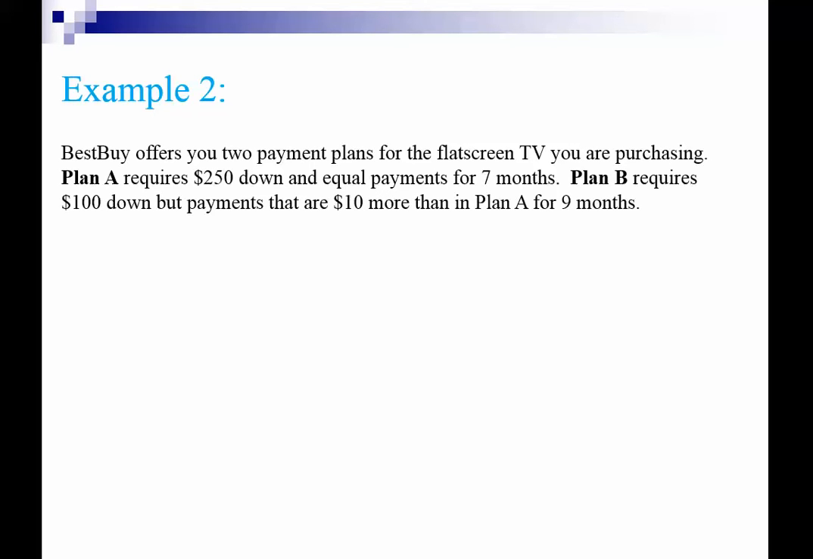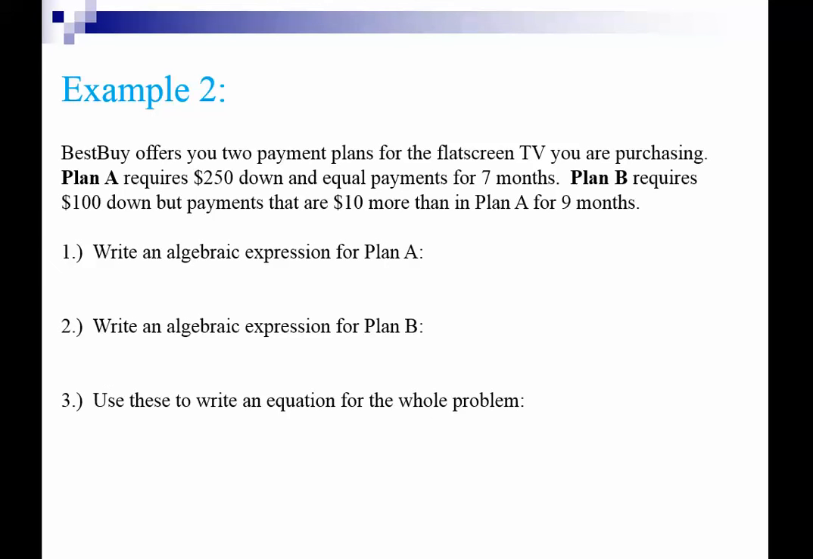Okay, so this problem is a little bit different than the one before. Here we actually know the number of months. In Plan A, you're going to make payments for 7 months. In Plan B, you're going to make payments for 9 months. So we know the months, we know the down payments. Our variable will have to end up being the thing that we do not know. Okay, so I'm going to guide you through this with some questions, but I am going to have you do it on your own. Let's come up with the variable first, though.